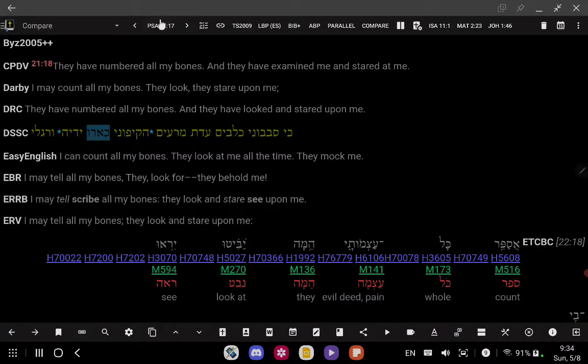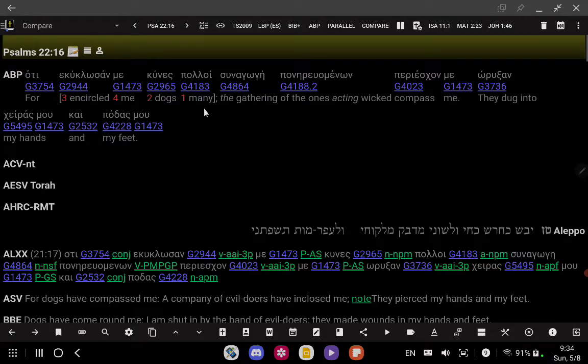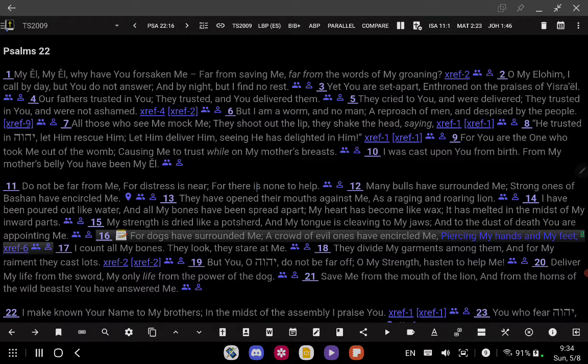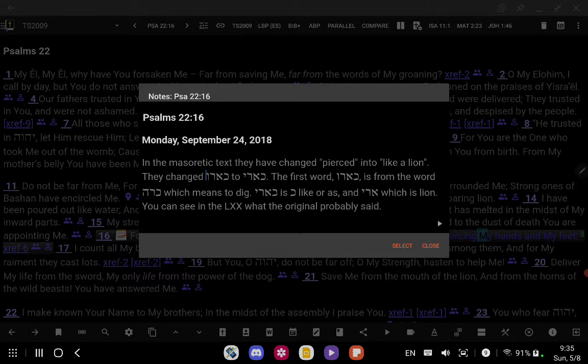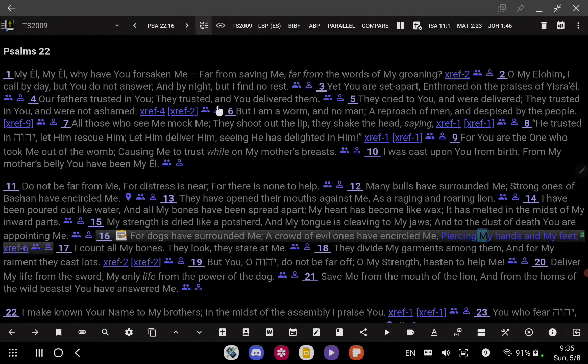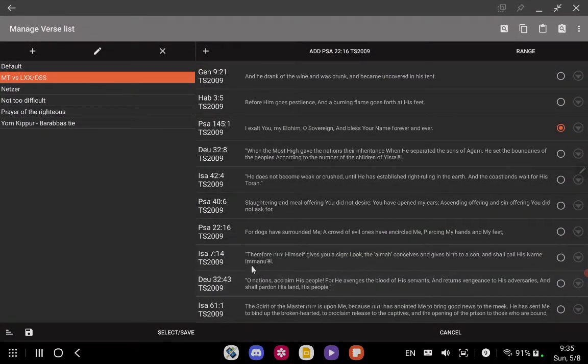So just know that for the Jew, when they're reading their authoritative version of the Hebrew, verse 16 in chapter 22 of Psalms says, "For dogs have surrounded me, a crowd of evil ones have encircled me. Like a lion, they are at my hands and my feet." And I think there's probably a lot of play there for them to get that, right? So here, it's the difference between ka'aru and ka'ari. So that's one.